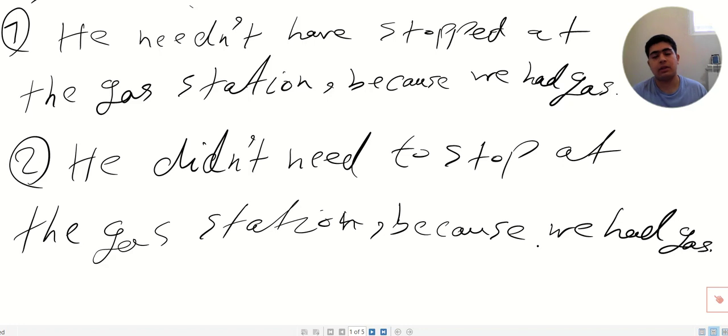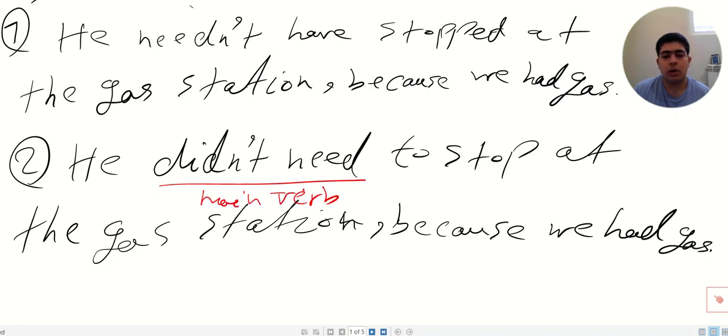Something happened in the past. So he needn't have stopped at the gas station because we had enough gas, or we had gas. Second, he didn't need to stop at the gas station because we had gas. So here, he didn't need, we're using this as a main verb. Main verb like work, play. He didn't work. I didn't play. So didn't here is with a main verb, but here needn't is a modal verb.